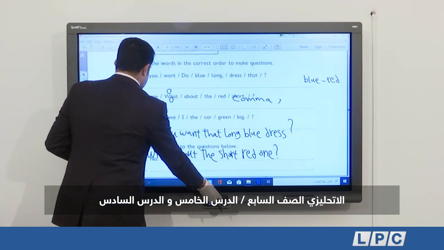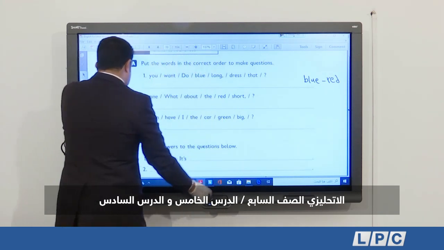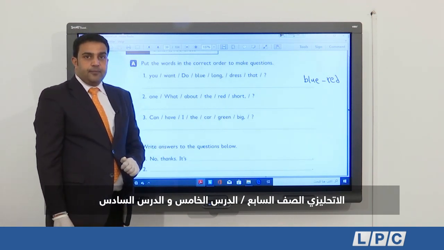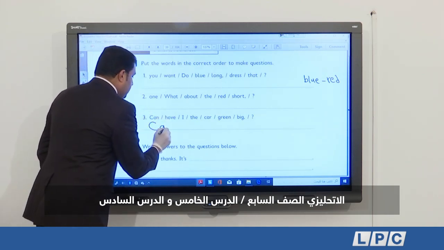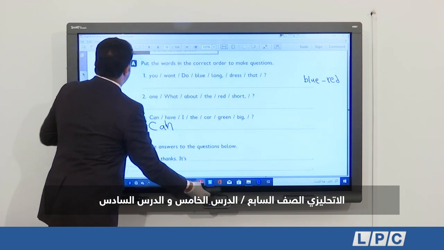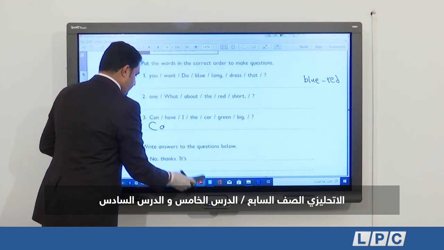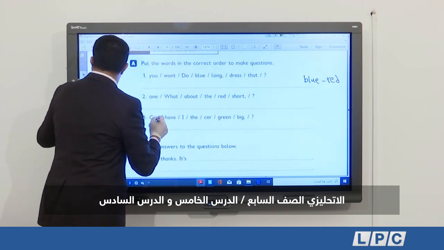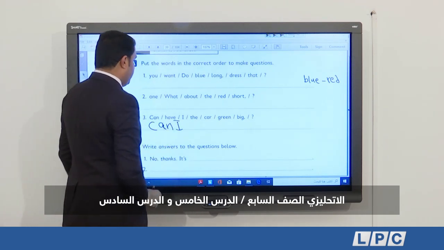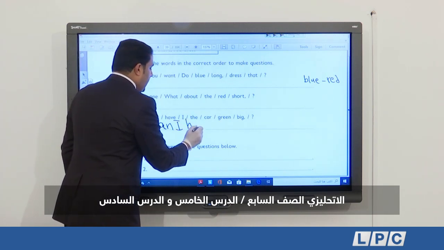Number three. I have to clean these ones, okay? Because they are not for that, okay? Can I have the car green bag? Where's the question word here? Can, very good. After can, what shall I put? The subject. Can I what? Where's the verb word here? Have, excellent. Can I have.